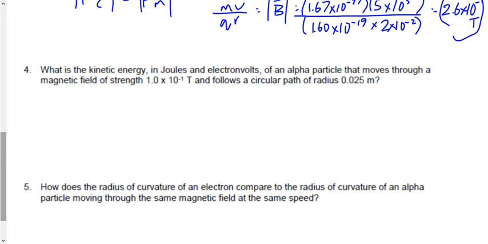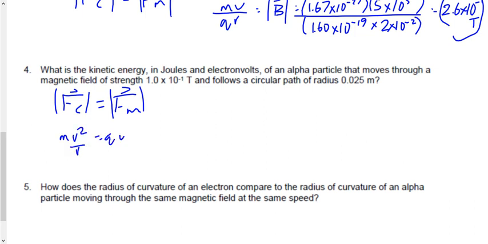Never did one of these where we had to find kinetic energy. How do we do that? Don't know? That's okay. Charged particle in a magnetic field. We've got a radius. Try FC equals FM. See what happens. mv squared over r equals QVB. One of the v's cancels. I get mv over r equals q times b.